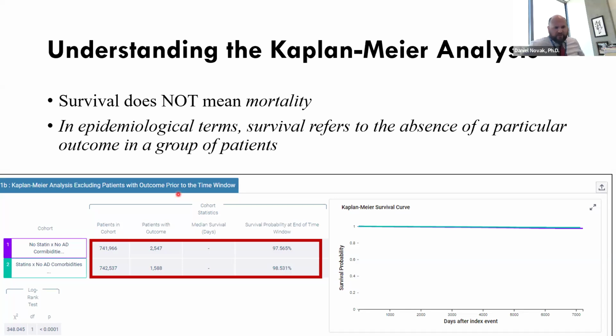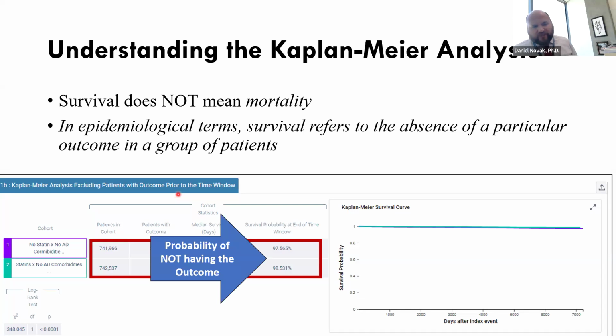You can see here, it'll tell you the percentage of people in your outcome. It's pretty much the inverse of the numbers that you saw a little while ago in the measures of association. Think of it as the probability of not having the outcome. There's your survival probability on the y-axis, and the Kaplan-Meier analysis is directly related to the graph, the curve itself.